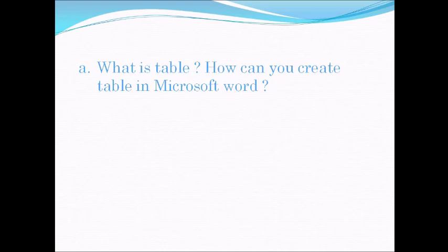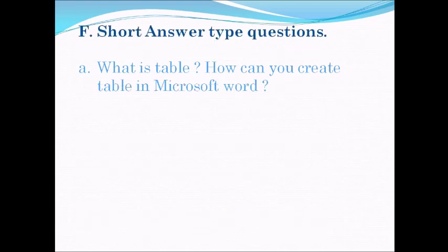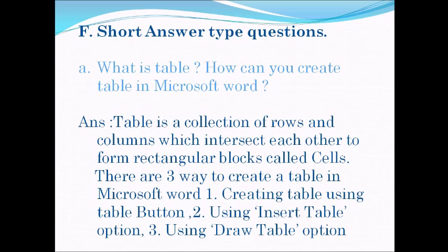Then next, F, short answer type questions. The first question is, what is a table and how can you create a table in Microsoft Word? The answer is, a table is a collection of rows and columns which intersect each other to form rectangular blocks called cells.